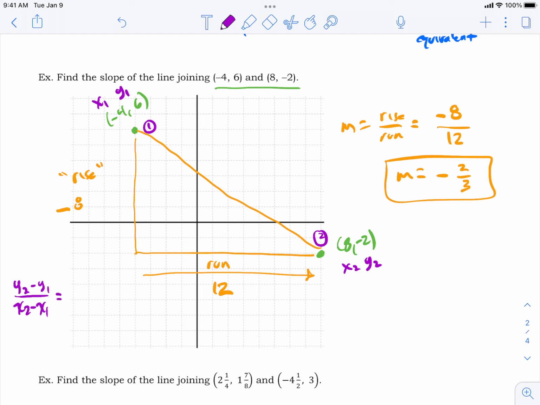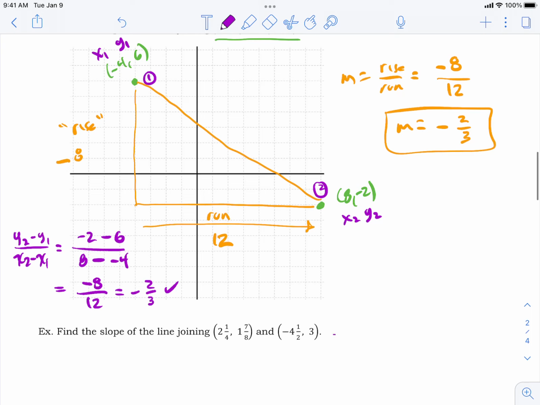What does that look like? The y2 is a negative 2. Formula says minus. The y1 is a 6. The x2 is an 8. The formula says minus. The x1 is a negative 4. So on the top, minus 2 minus 6 more is minus 8. On the bottom, 8 minus a negative means add 4. That's a 12. And of course, we're getting the same thing: negative 2/3, just like before. So the formula is cool too.